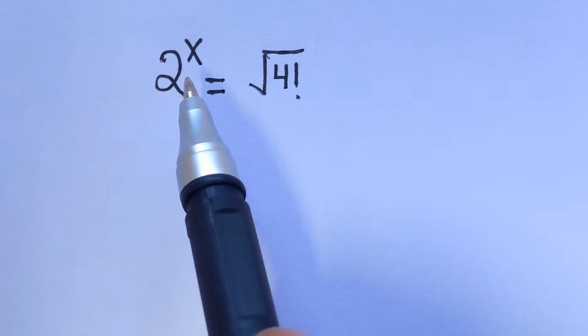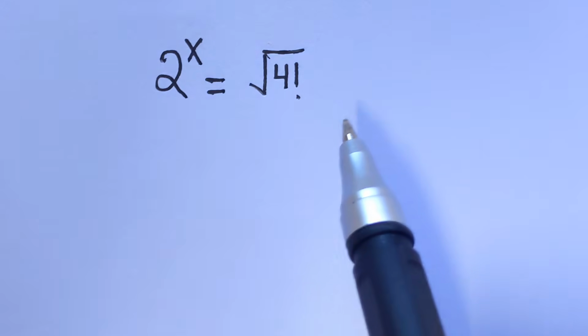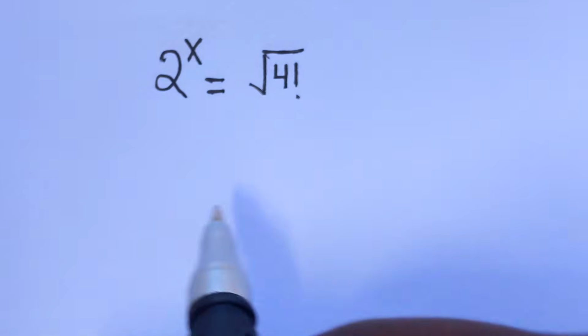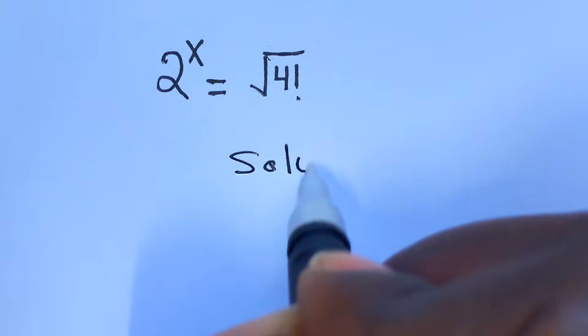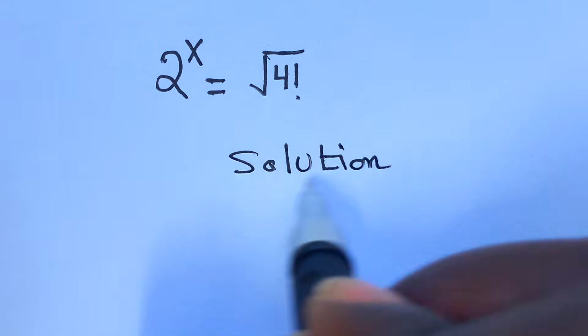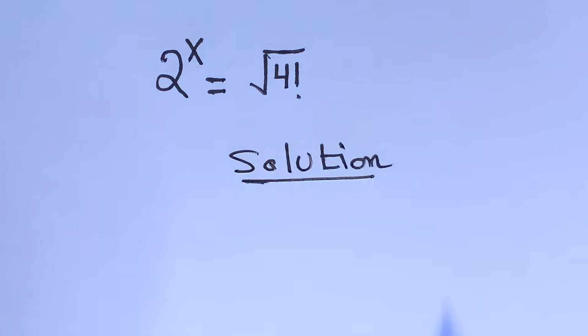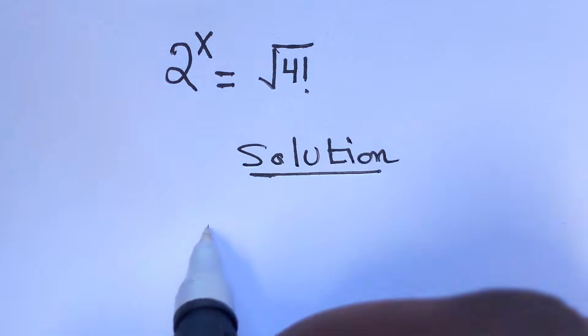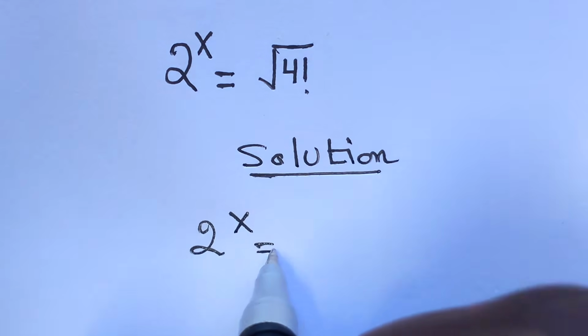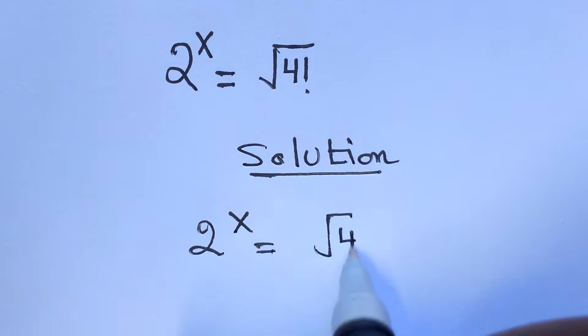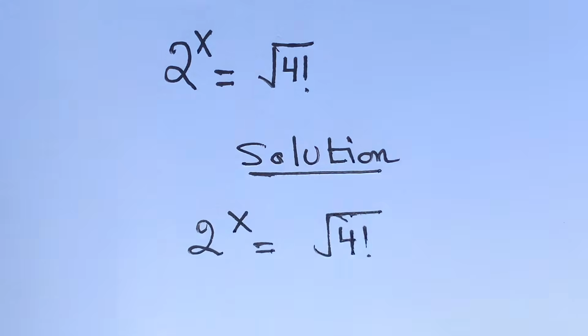The question is 2 power x equals the square root of 4 factorial. Let's provide the solution very quickly. First thing here is to copy what we have: 2 power x, which is equal to the square root of 4 factorial.